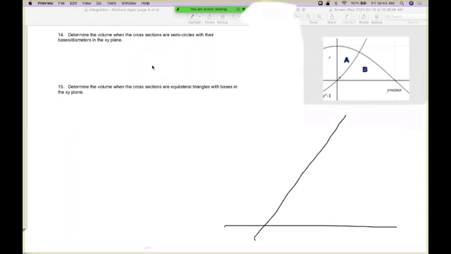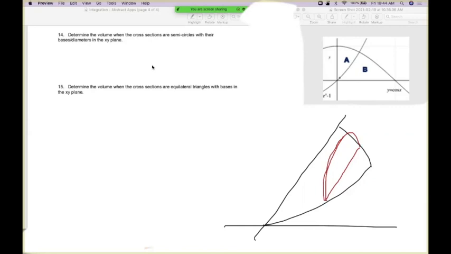There's the xy plane. Our exponential function goes out like that. The trig function looks like that. Now what we're looking at for number 14 are cross sections that are semicircles. Okay, so that's going to look something like that. And they're going to have a certain thickness that goes along with them.